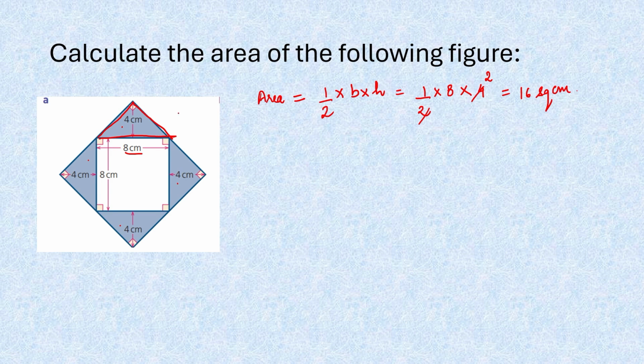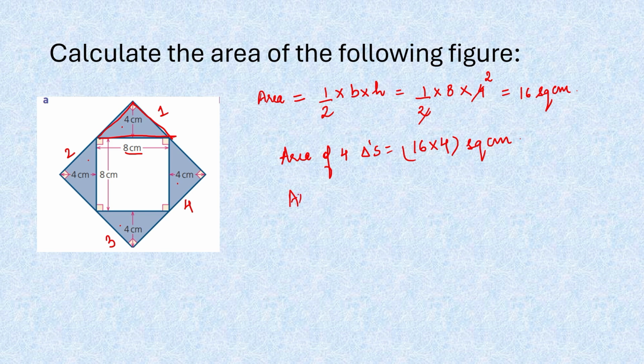Okay. Now this is the area of the first triangle. Similarly, we have to find the area of all these 4 triangles. So the area of 4 triangles will be 16 into 4. Now we have just taken out the area of the shaded part, which is your blue part.